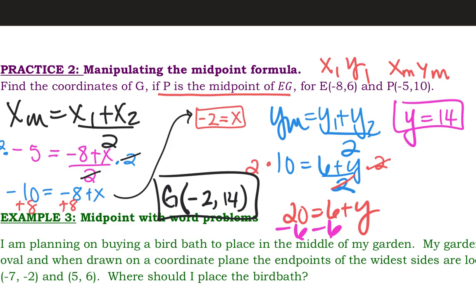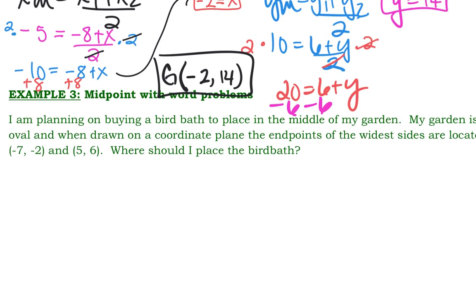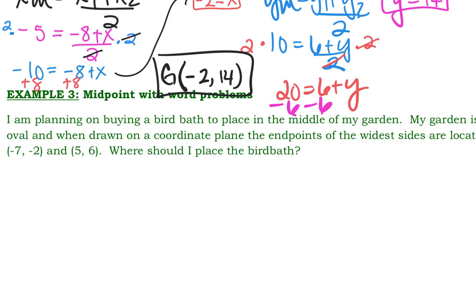Now, the next one is a word problem. Please don't skip over them. This one's pretty straightforward. It says, I'm planning on buying a bird bath to place in the middle of my garden. My garden is an oval, and when drawn on a coordinate plane, the ends of the widest sides are located at the following points. Where should I place the bird bath? What's the key word here?